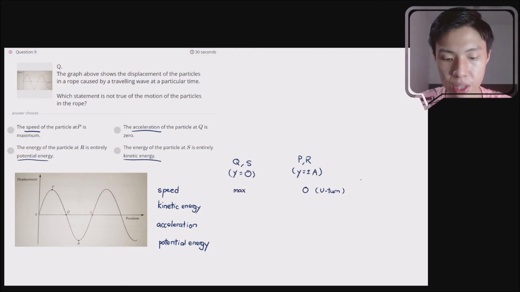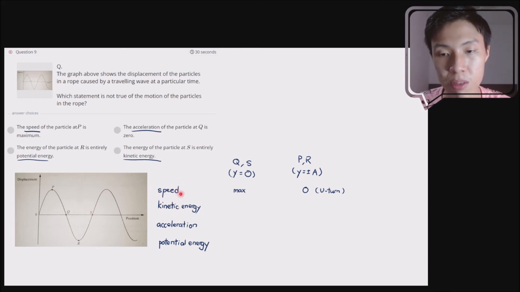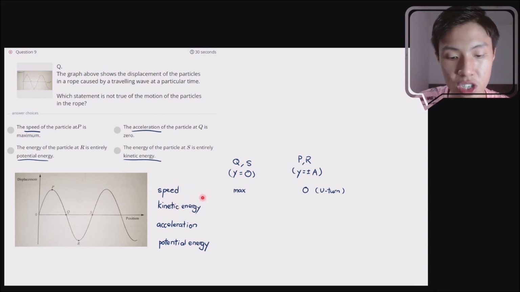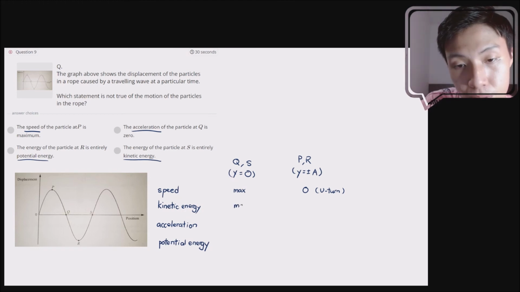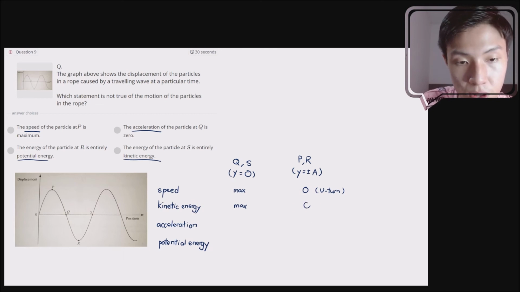Okay, so next, let's look at kinetic energy. Kinetic energy is proportional to v squared. If your speed increases, then your kinetic energy increases. If your speed is maximum, then your kinetic energy should be maximum. So of course, if your speed is 0, then your kinetic energy will be 0.